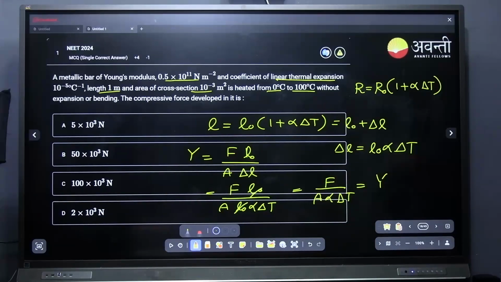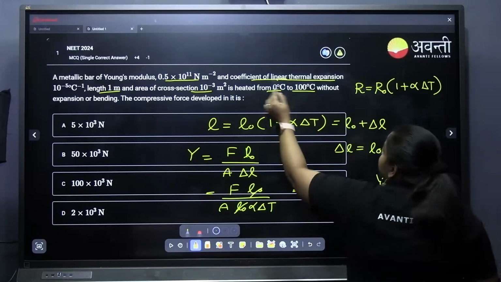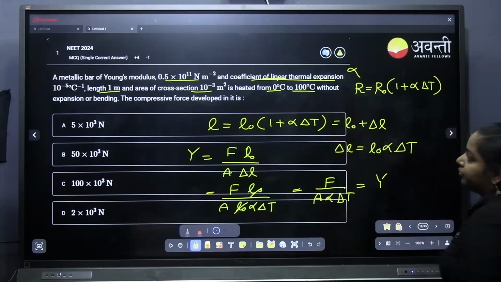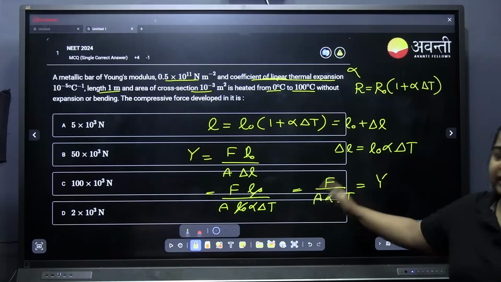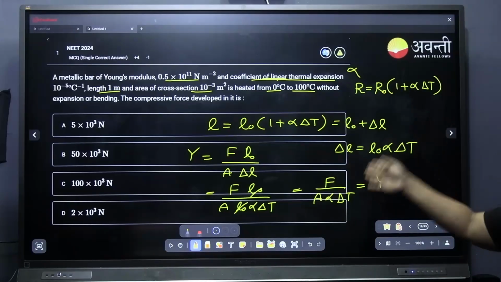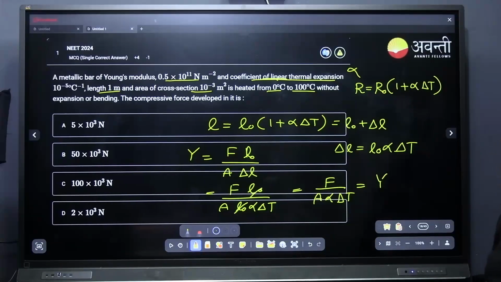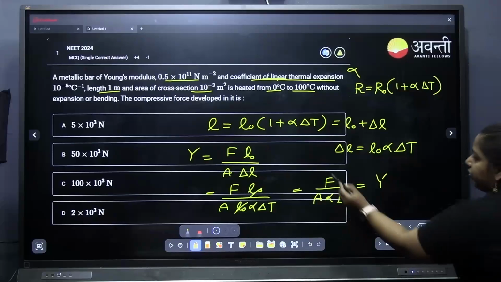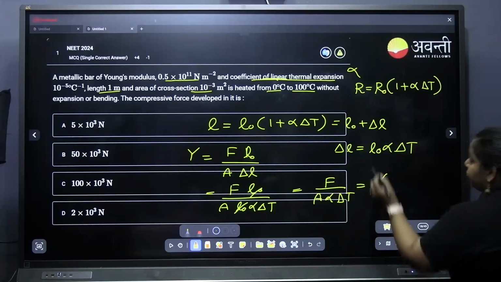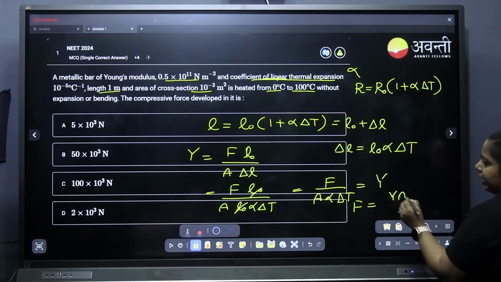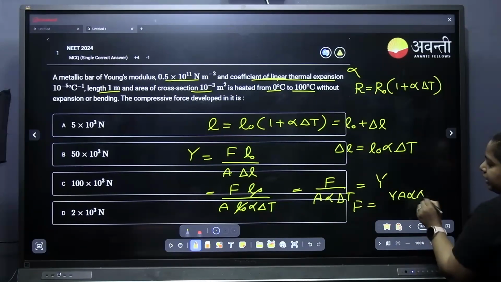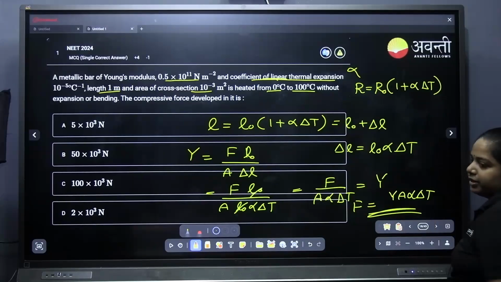Young's modulus is given, alpha is given, the coefficient of linear thermal expansion, that is alpha. L is given, but we don't need that in the equation. Then area of cross section A is given. You have to find force. So F you have to find. F will be equal to Y A alpha delta T. Substitute all the values, you will get the answer.